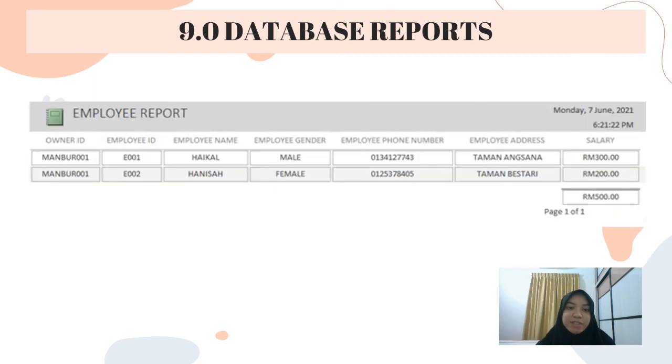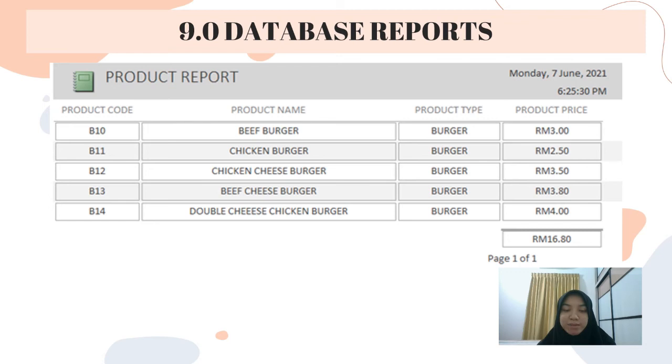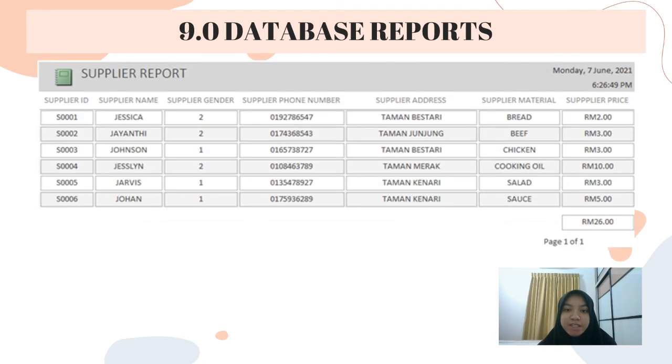Secondly is the employee report, where it shows details of workers employed and their salaries. Thirdly is the product report, where it lists all the descriptions of products available. Next is the supplier report, where it displays the list of suppliers paid to get the product supplies.